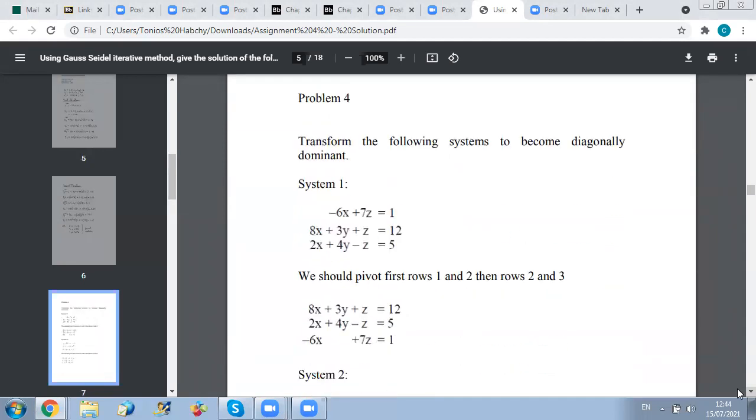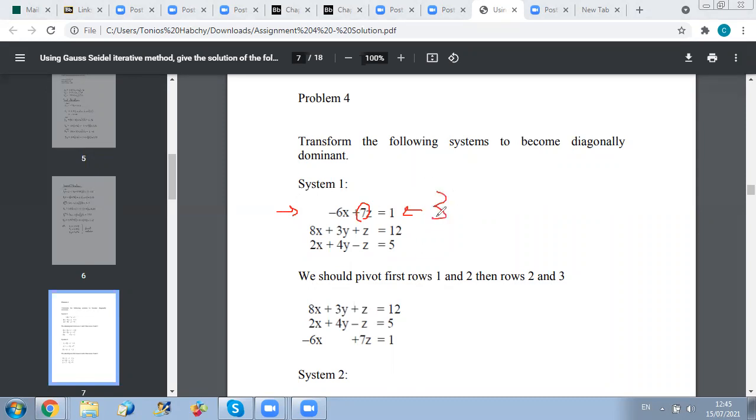Next problem. Transform the following systems to become diagonally dominant. Whenever a system can be transformed to diagonally dominant, the following condition should hold. I look at each equation to see which place it must take. In this equation the coefficient of z is dominant, because 7 is larger than the absolute value of 6 plus 0. So this equation is good to put in which place? What is the convenient place for this equation? First, second, or third? Third.